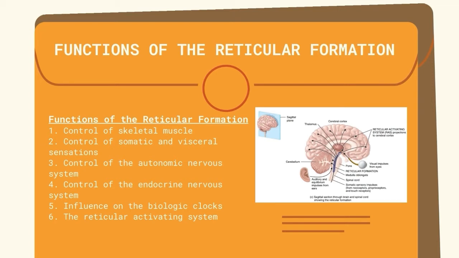Next, control of the autonomic nervous system. So you have your stimulus from your central nervous system that will send signals towards your tracts, in order to stimulate your sympathetic and parasympathetic nervous system.